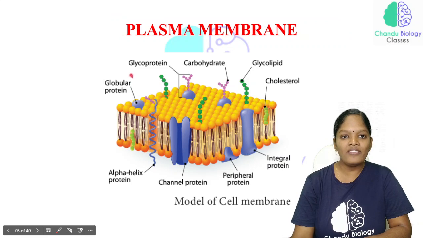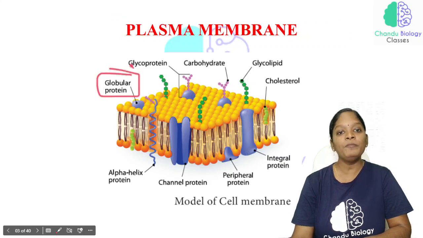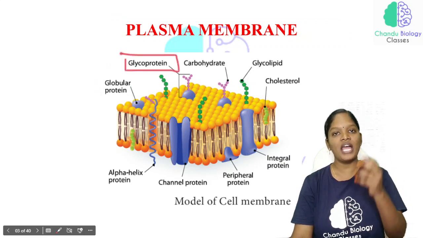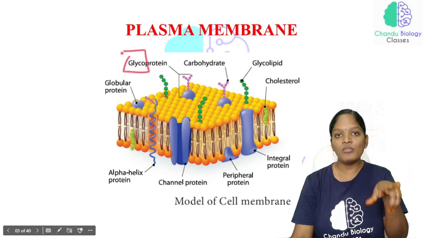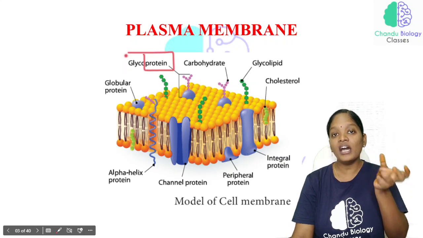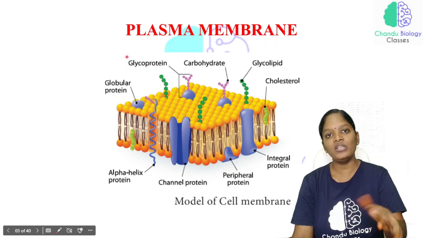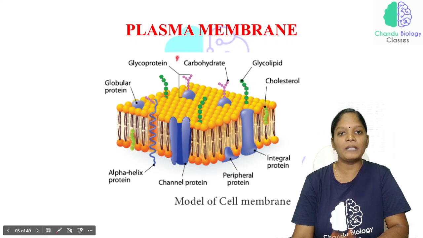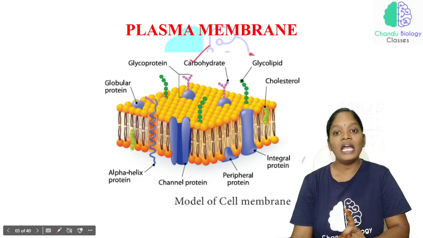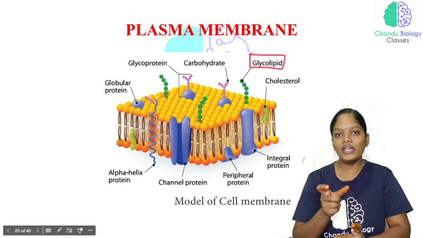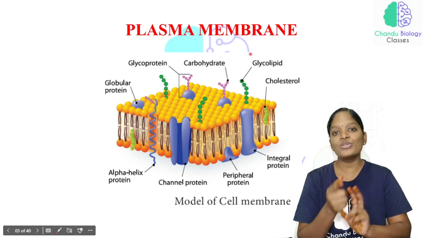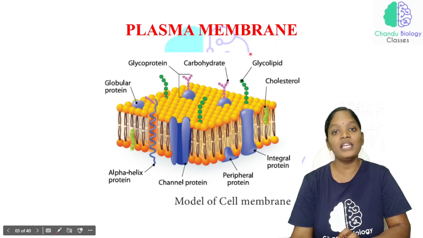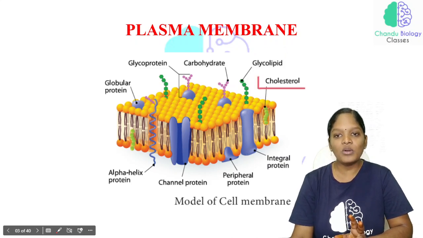We have a protein in the plasma membrane, we have a glycoprotein. What is meant by glycoprotein? Glyco means carbohydrate and this is a protein. Carbohydrate associated with the protein is also present in the plasma membrane. And there is a glycolipid. Glyco denotes the carbohydrate, and here a carbohydrate is associated with the lipid, so we call it a glycolipid. And there is cholesterol present in the layer.